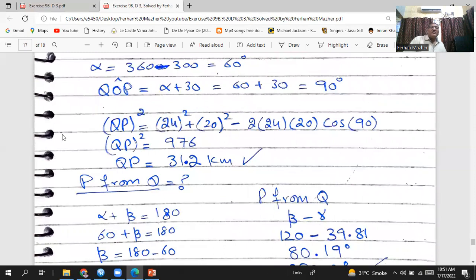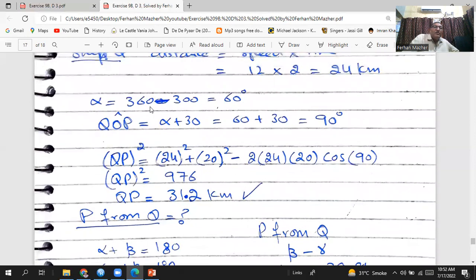So I will apply the law of cosine. The law of cosine says QP square equals 24 square plus 20 square minus 2 into 24 into 20 into cos of 90. And whatever answer you get, take the square root of it and you get 31.2 kilometer. So the distance between the Q and the P will be 31.2 kilometer.